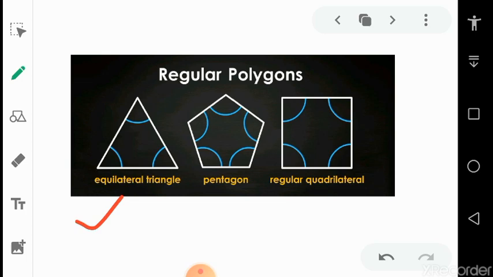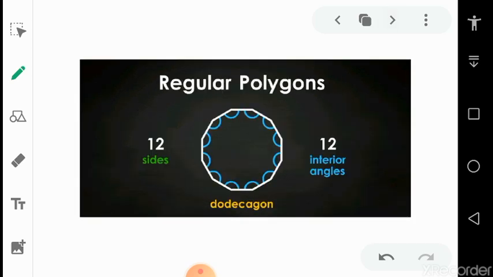Next is a regular quadrilateral. As you know, a quadrilateral has four sides, but if it is regular, regular meaning sides are equal, then if a four sided polygon has all sides equal, it is called a square. You might be thinking about the rhombus also, but a rhombus is not a regular polygon because its sides are equal but angles are not equal. So keep in your mind that if sides are equal and angles are also equal, then it will be a regular polygon.